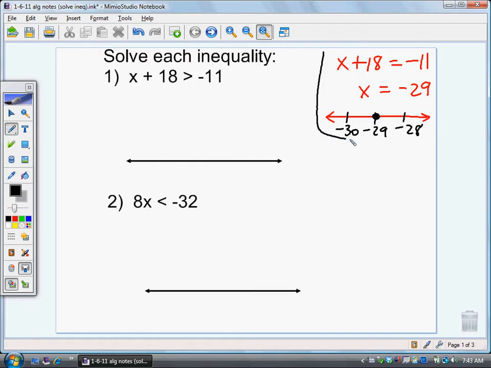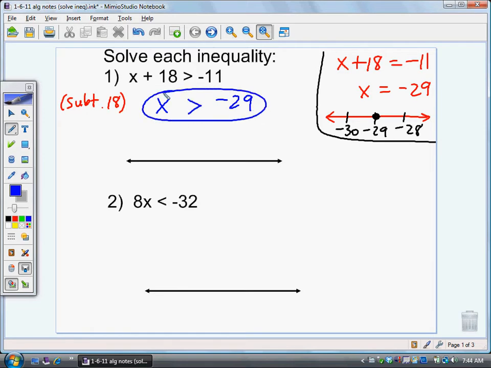Now, in inequality, we do basically the same thing as an equation. So in this first one, we're going to subtract 18. We always subtract from both sides. So when you subtract 18 from both sides, you get x, and on the other side you get negative 29, just like the equation. The difference, though, is now the left side of my inequality is greater than the right side. When I take 18 away from both sides, the left side is still greater than negative 29.